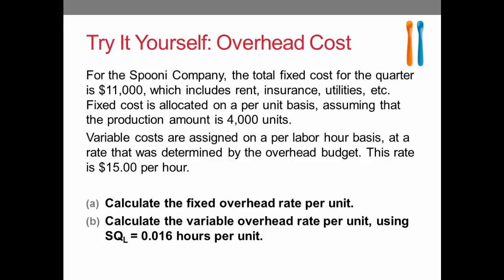Part A is to calculate the fixed overhead rate per unit, and Part B is to calculate the variable overhead rate per unit using standard quantity of labor of 0.016 hours per unit. And that's a number that you probably should have gotten in one of the other problems, but I wanted to supply it again just in case. Go ahead and pause the video and you can complete the problem.